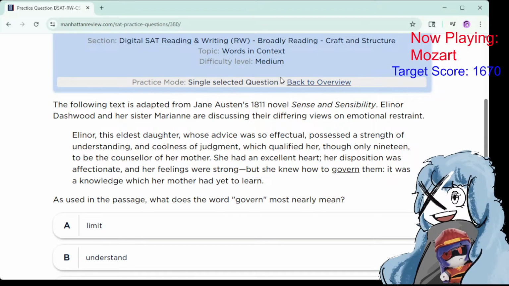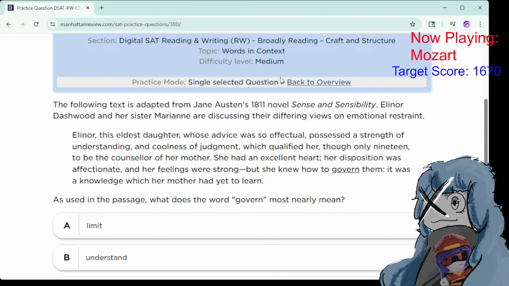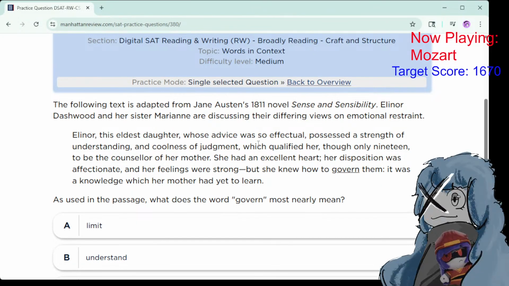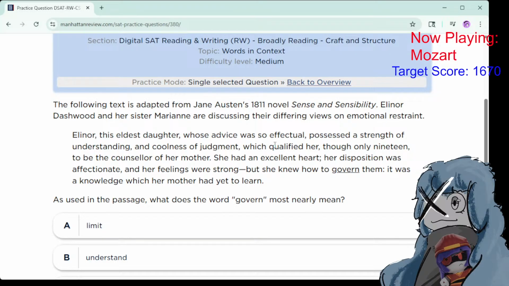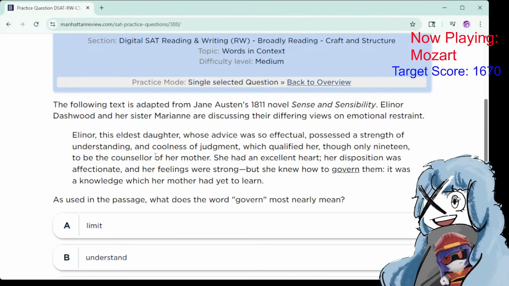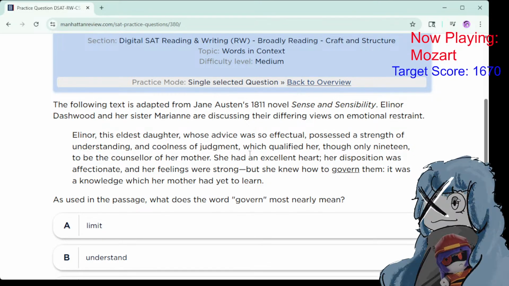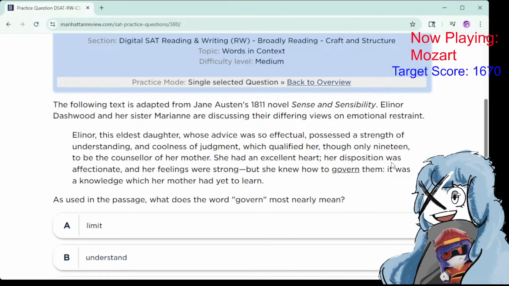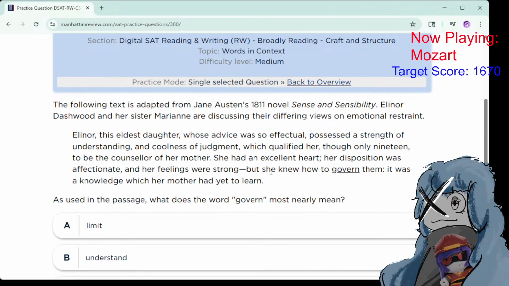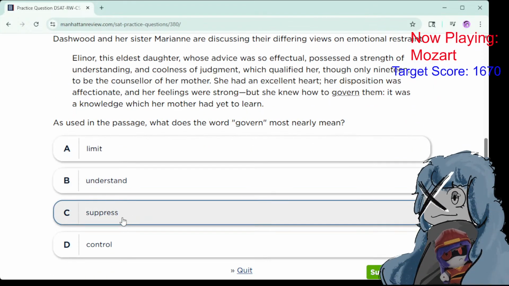Elinor, the eldest daughter, whose advice was so effectual, possessing a strength of understanding, coolness, and judgment, qualified her, though only nineteen, to be the counselor of her mother. She had an excellent heart, her disposition was affectionate, and her feelings were strong, but she knew how to govern them. It was to manage them, to suppress them.